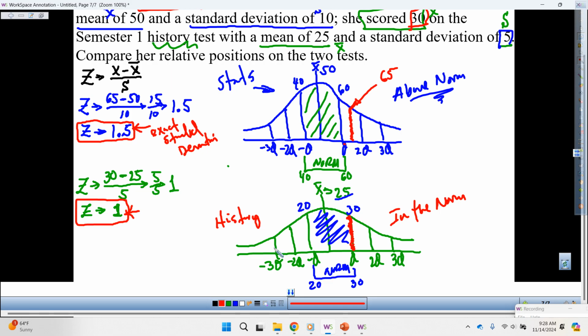Okay. So if you were to compare the two in regards to how she did with each of those classes, what can you conclude? What would be a statement you would write? Talk to your neighbor. What would you write in a statement comparing those two classes?